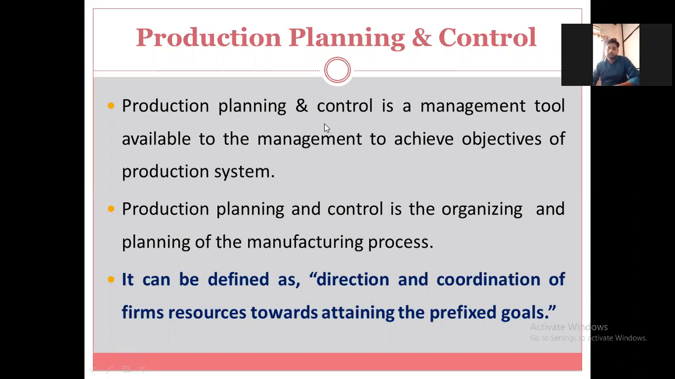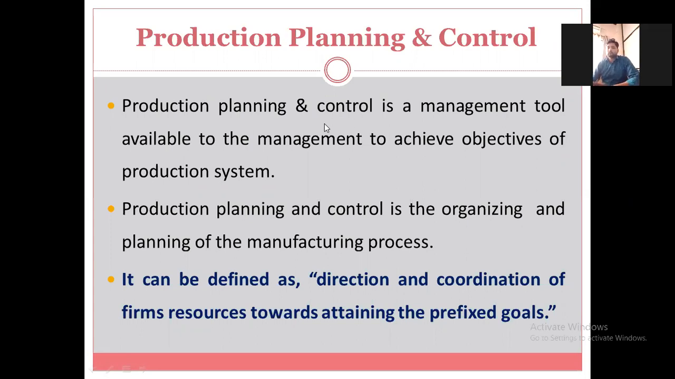We have just discussed the meaning of each word separately in this particular title of production planning and control. Now combinedly, what is meant by production planning and control? Initially I interpreted at the start of the chapter that the name of the chapter is equal to one department of a company. So we can say that it is one kind of management tool which is available with the management to achieve the objectives of a production system.